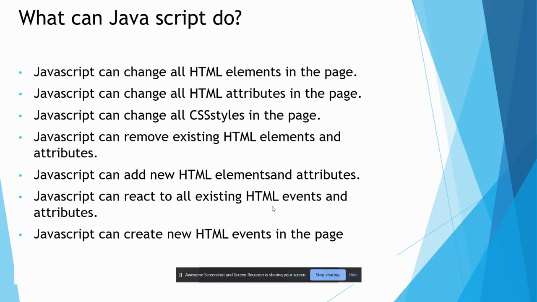An example for an HTML event can be a web page has finished downloading. That can be considered an example of something a browser does. And an HTML button was clicked. This can be considered an example of something a user does. So JavaScript can react to all the HTML events and attributes. JavaScript can also create new HTML events in the page.